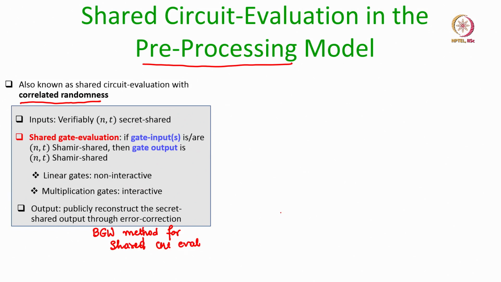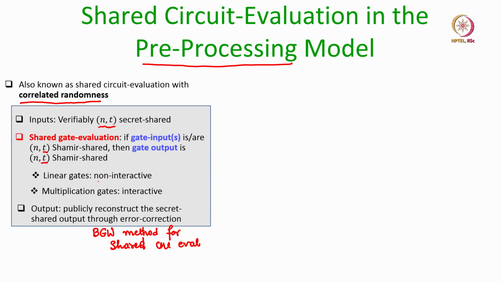Where we have 3 stages. In the input stage, each party verifiably secret shares its input using a polynomial based VSS, and then we maintain the BGW gate invariant and evaluate each gate in the circuit in a shared fashion, where the invariant is that if the gate inputs are secret shared with the degree of sharing being t, then the gate output is also made available in a secret shared fashion where the degree of sharing is t.